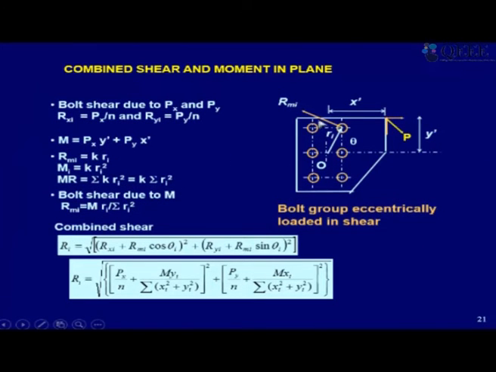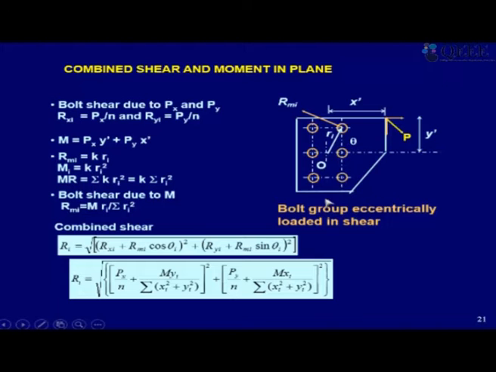So let's look at one such connection. In this case P is shown as inclined, but let's assume that it is a vertical load Py along the y direction, and it is at a distance x dash from the CG of the bolt group. There are 6 bolts put in a group. So this is basically a bracket connection, and we are now trying to analyze it.